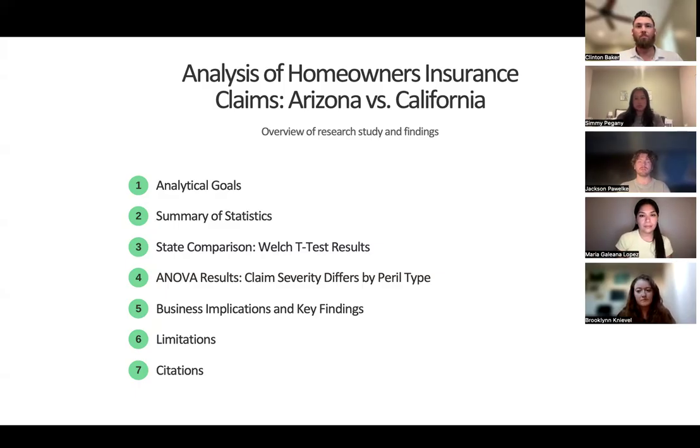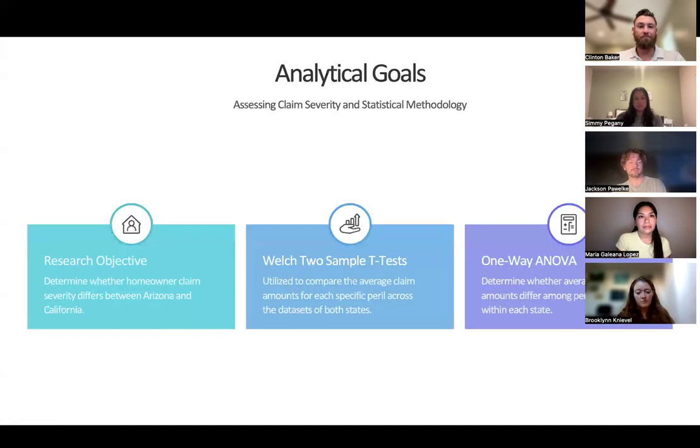We'll first review our research objectives and our methodologies, summarize our data, discuss the results we found throughout that data, and we'll tie up with the business implications and the limitations of our analysis. But I'll be taking over in the next slide with analytical goals.